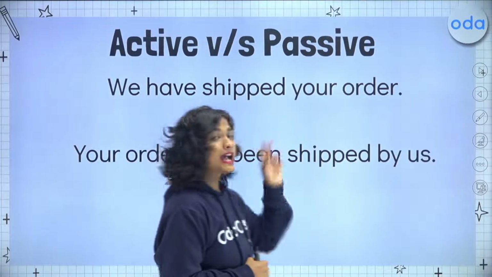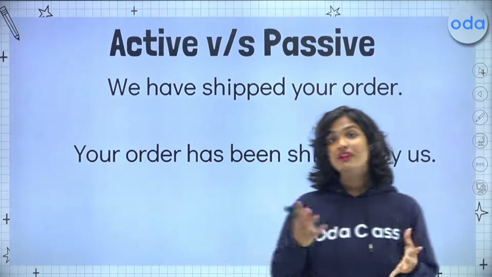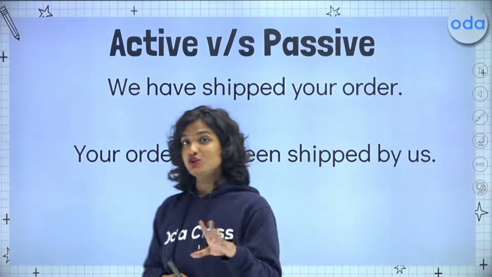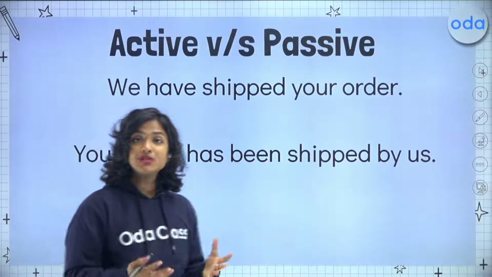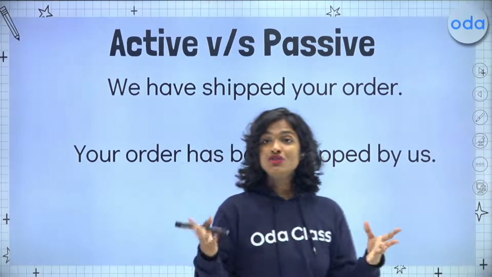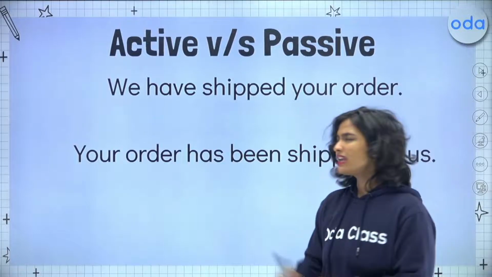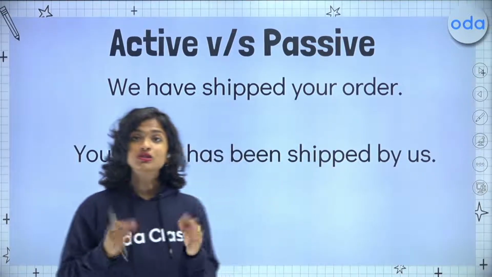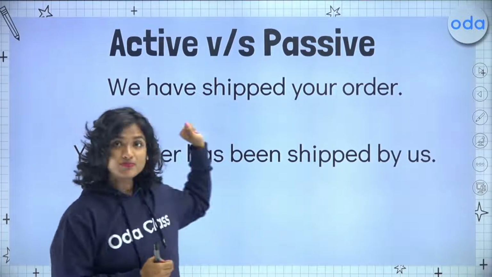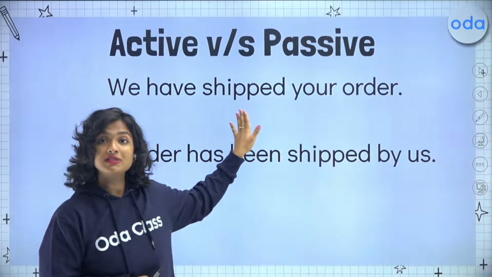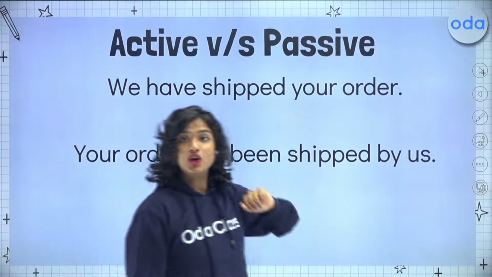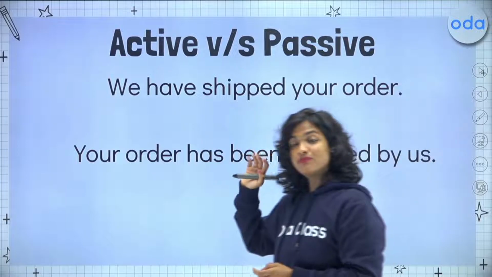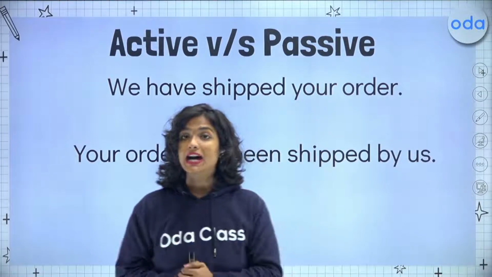Let's take a look at the difference between active and passive voice. So here we have shipped your order. Our subject here is we, and have shipped is our verb. And lastly, our object is the order. So what I want you to notice here is that we, our subject, has performed the action of shipping the order. Now, in the passive voice, your order has been shipped by us.